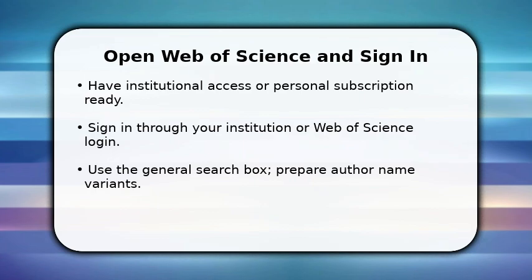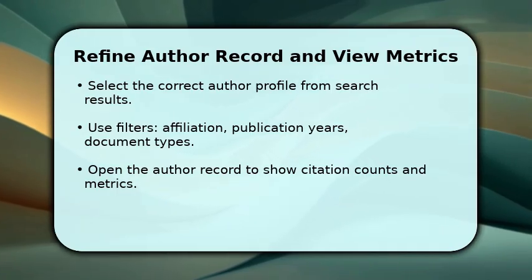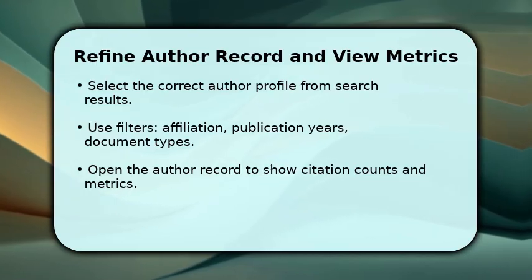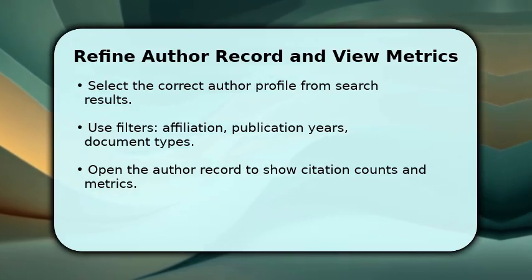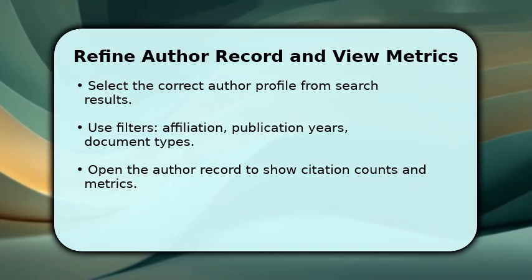Once you've selected the most likely author profile, verify publications by checking affiliations and co-authors. Mismatches mean the record is incomplete. Use filters for years and document types to exclude non-relevant works, because the H index counts only indexed items.